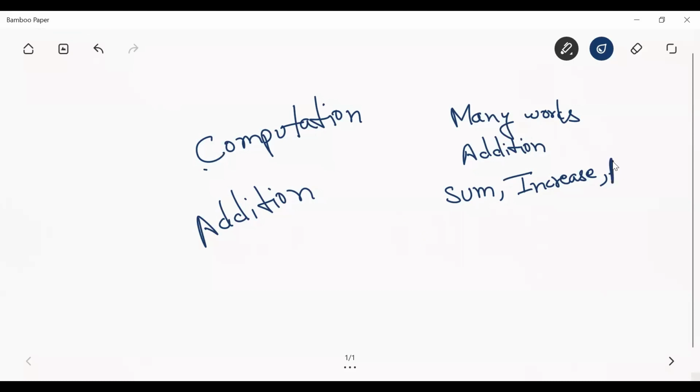Sum, increase, plus, total, all together, altogether, more than. These are some of the words which can be used.